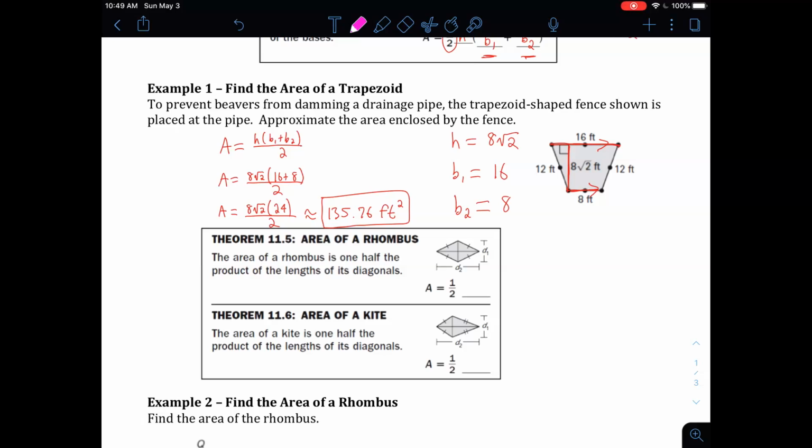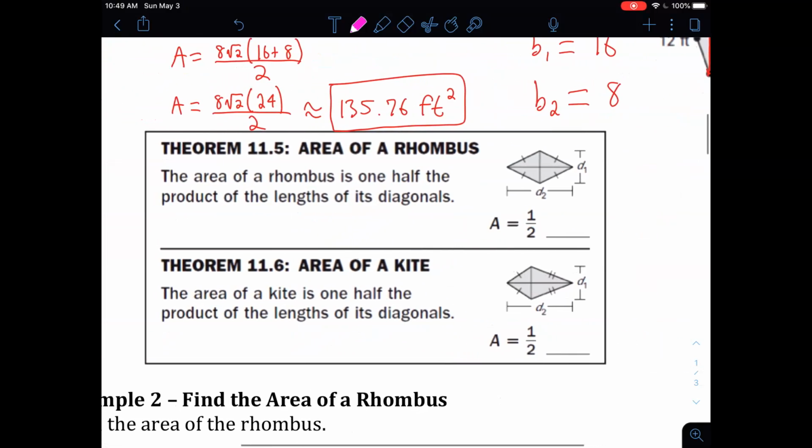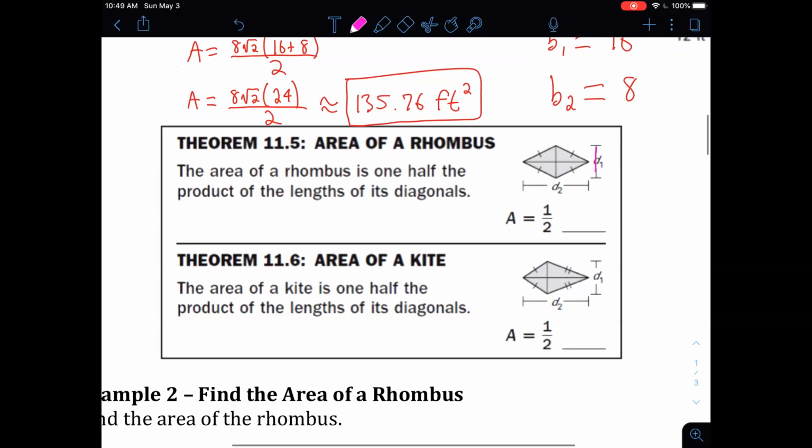This is kind of nice. We have area of rhombus and kites, and they have basically the same formula, no matter if you're using a rhombus or a kite, okay? So the area of a rhombus is 1/2 the product of the lengths of its diagonals. Basically, what that's saying is the area is 1/2 of this diagonal times this diagonal. And they just put them on the side here so you can see them, I guess, a little bit better.